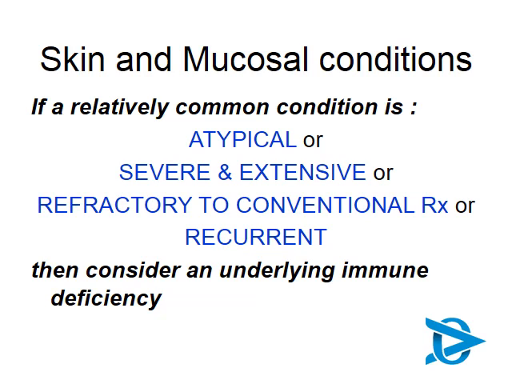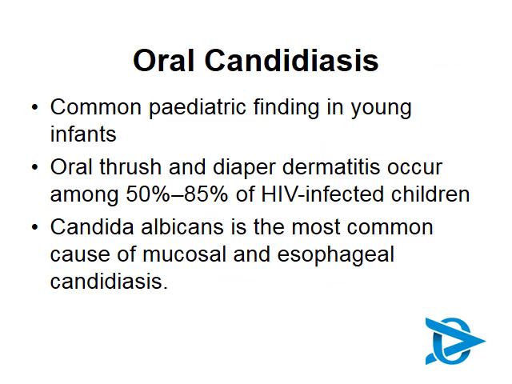But the challenge with HIV is that your skin and mucosal conditions present differently. So if you have a skin and mucosal condition and it's atypical, or it's very severe or extensive, or doesn't seem to be responding to your treatment, or it keeps on coming back, then do consider an underlying immune deficiency. HIV often presents early on first with skin and mucosal conditions.